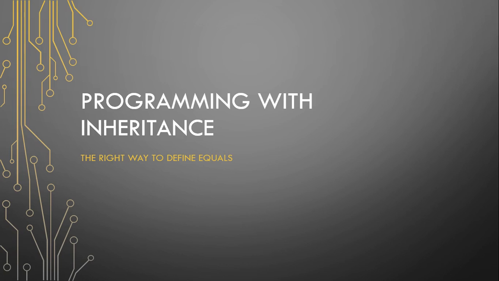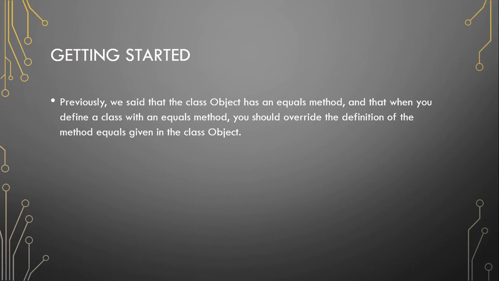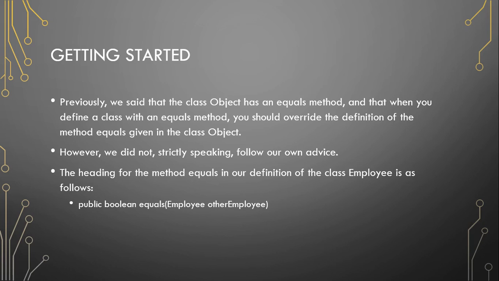Let's talk about the right way to define equals. And yes, we're talking about the infamous equals method. Previously, when we talked about the class Object, we said that it has an equals method, and that when you define a class with an equals method, you should override the definition of method equals given in the class Object. However, strictly speaking, we did not technically do that. We didn't technically follow that advice.